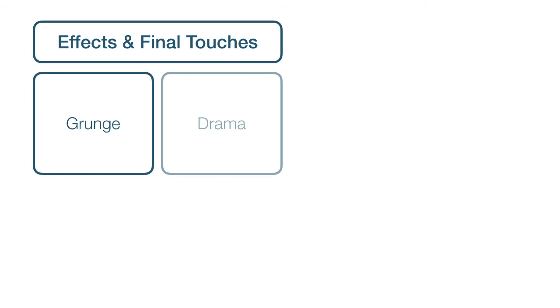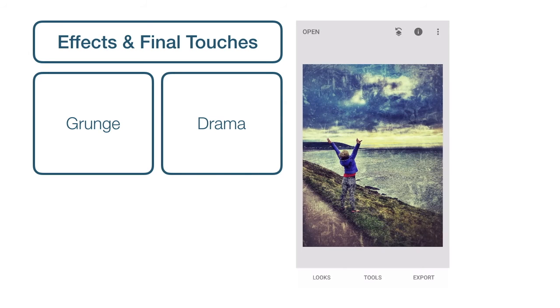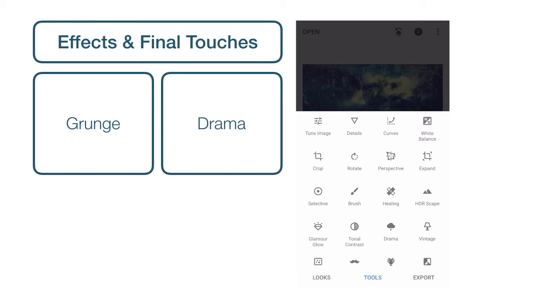Next up, Drama. The Drama tool allows you to create highly stylized images. Drama enhances textures, details and colours to create a unique effect for each image. To try it out, just tap Tools and tap Drama to open up the Drama screen.